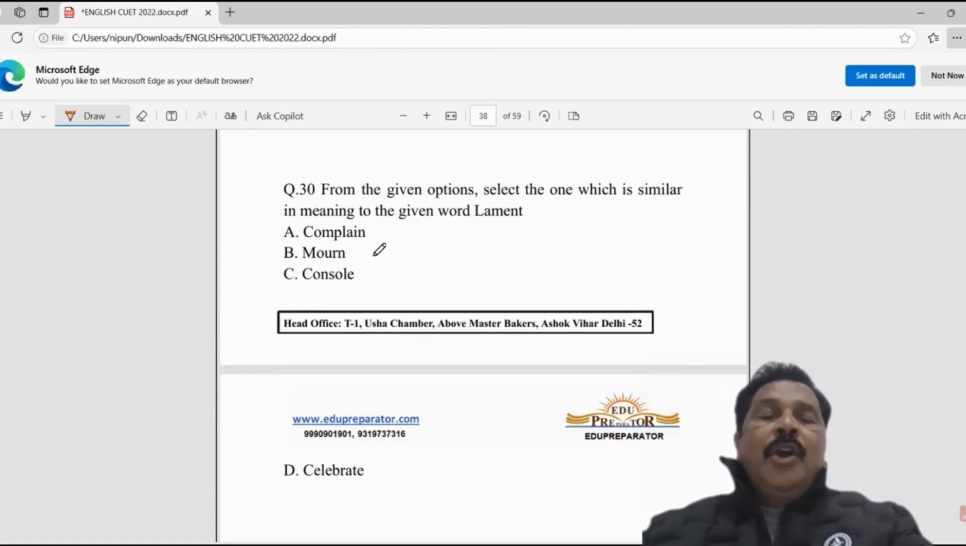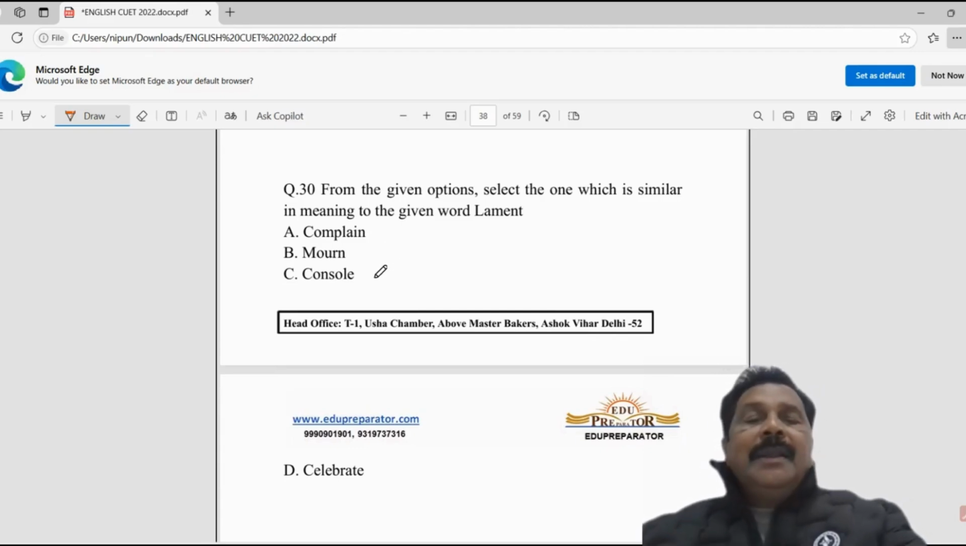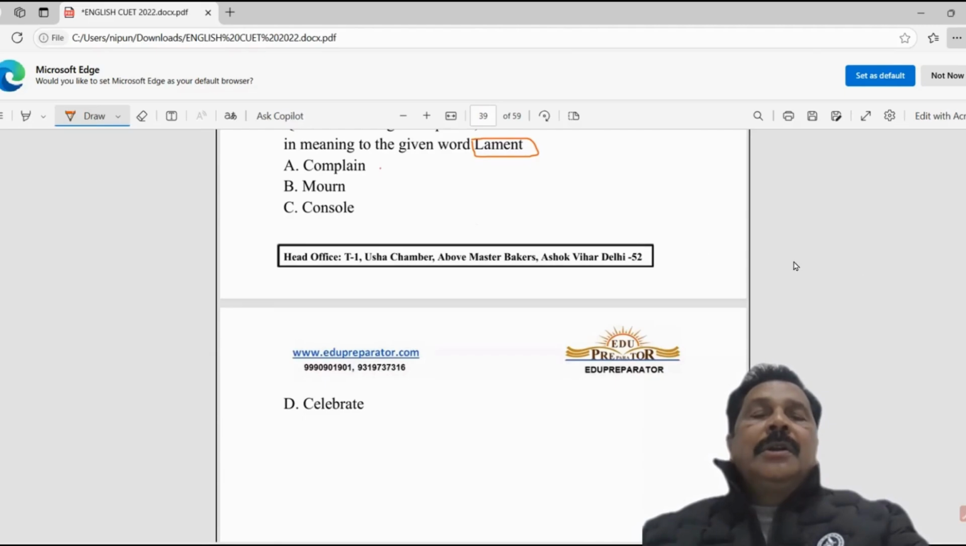Next one, again similar in meaning. The word complain, moan. Moan means cry. Then lament. Lament means sad, tears, gloomy, downcast, etc. Here we have a complain. Second, we have a mourn. Third, we have a console. Console means you comfort. Fourth, celebrate, opposite. So what you have to do? Avoid these two. Now, two words are there, that is mourn and console. Console means you are comforting others. So this is again wrong. And the correct answer is mourn.